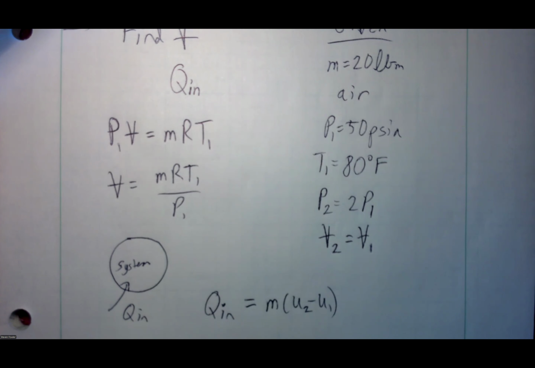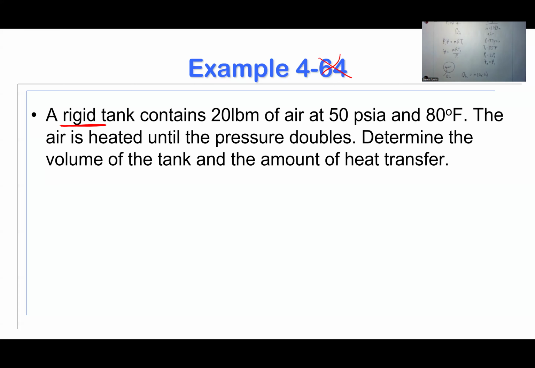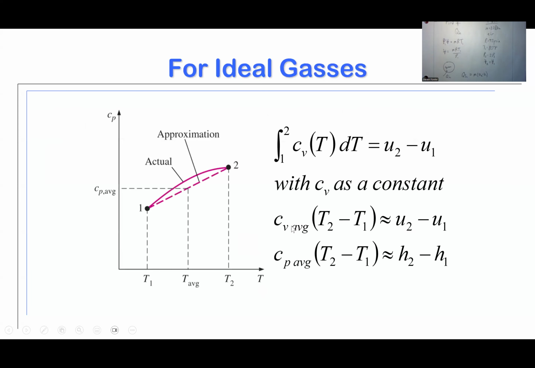Well, we've seen previously, we will look at our PowerPoint notes. We know I can estimate delta U with a good C sub V average times delta T. So I could say Qn is approximately M C sub V at the average temperature times the change in temperature, T2 minus T1.